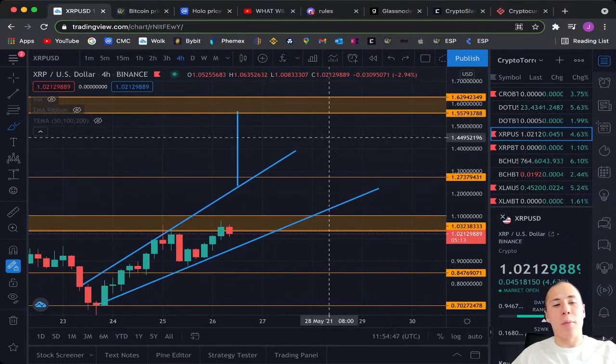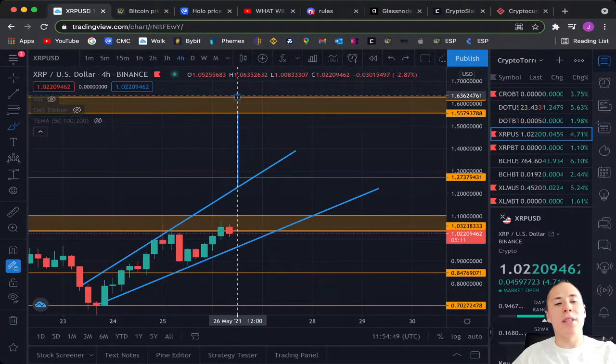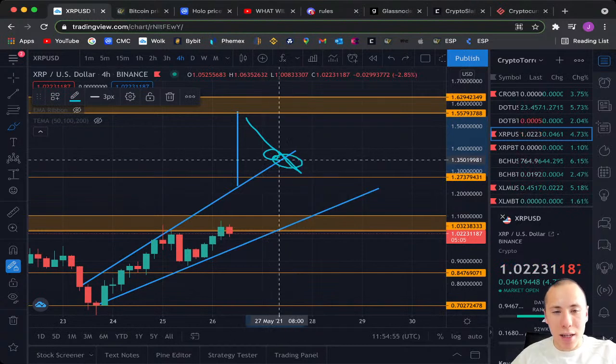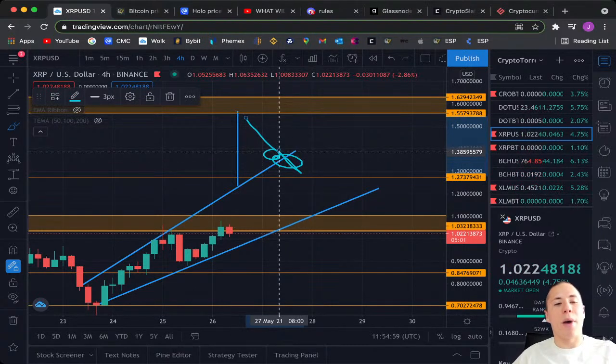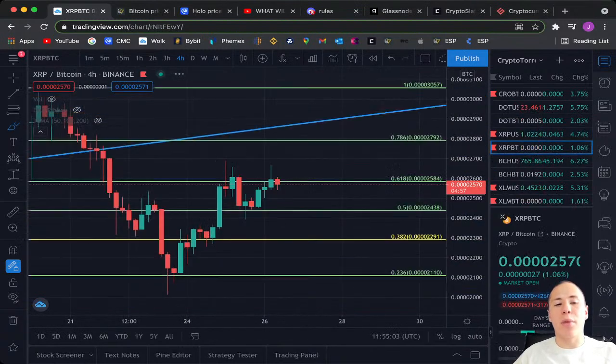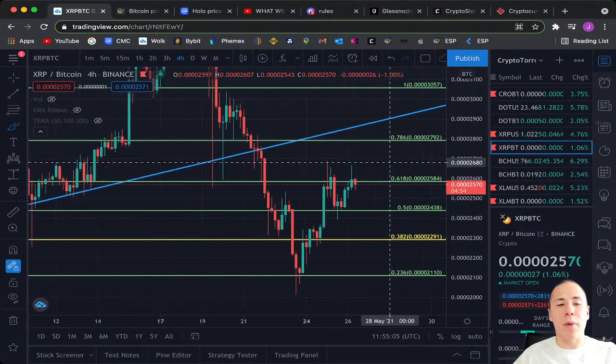So that is something very important to take a look at. So we could be seeing a possible move towards the $1.55, and after that a breakout towards approximately, let's take a look, $1.36. That is my personal opinion for sure on the XRP chart. And let's take a look at the XRP compared to Bitcoin and how it's actually performing right now.